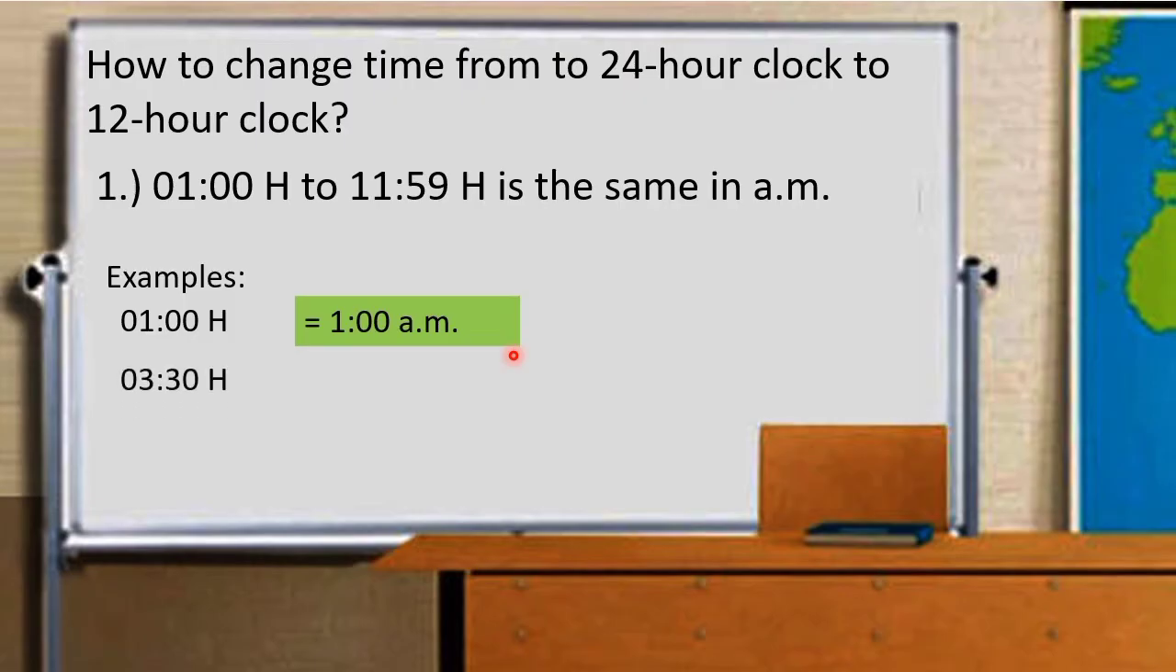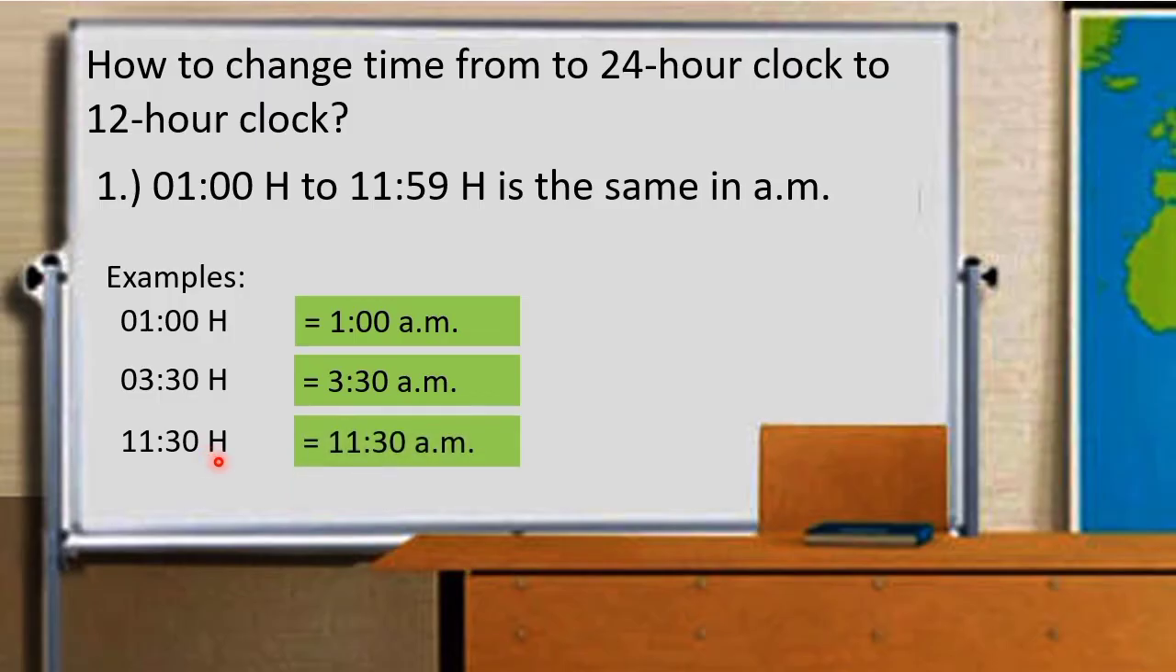The next one, 0330 hours. Its equivalent is 3:30 AM. Next, 11:30 hours. Its equivalent is 11:30 AM.